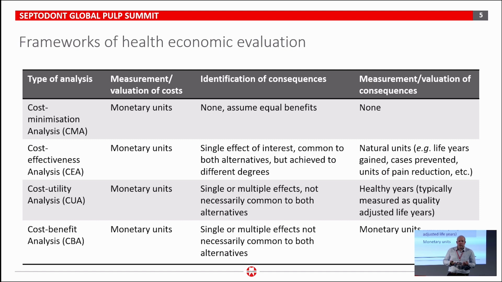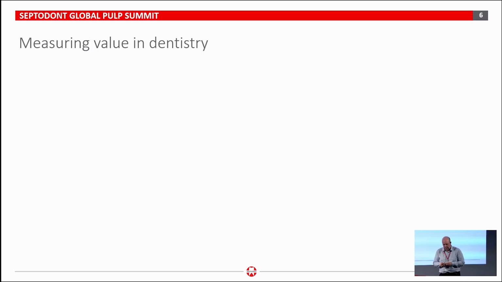We could use quality of life or oral health specific quality of life. That would form a cost utility analysis. And the integration of monetary values to understand the weights and the amount of value that people place on different technologies can be integrated in a cost-benefit analysis.